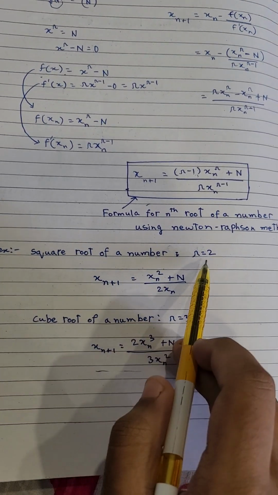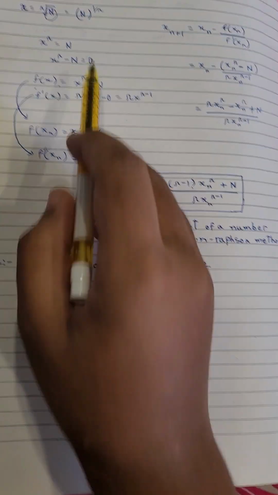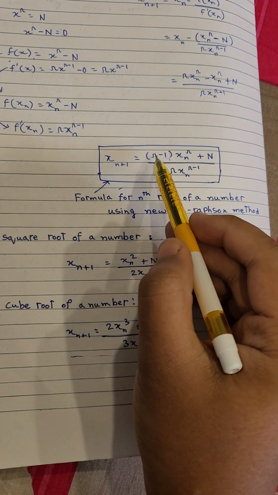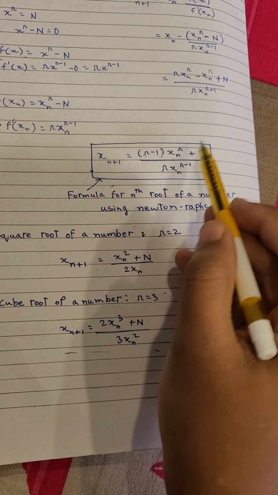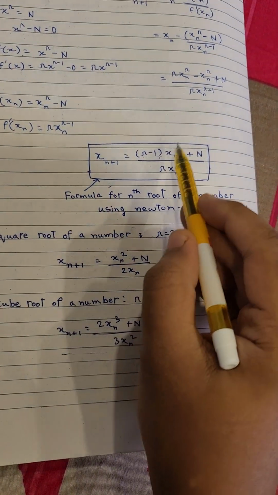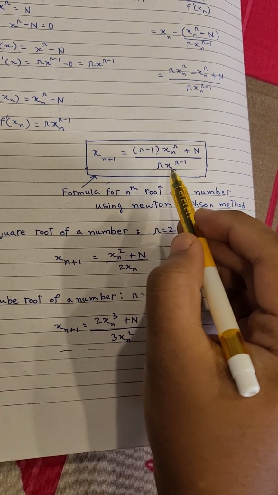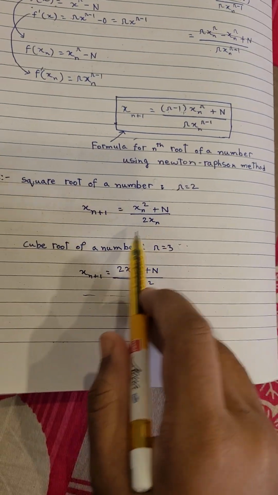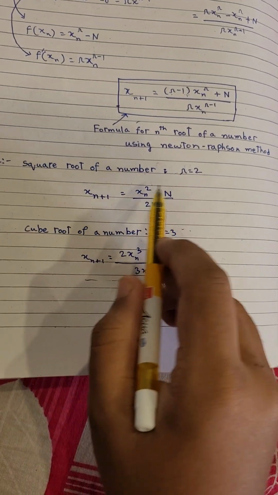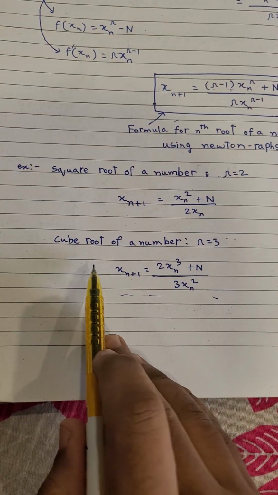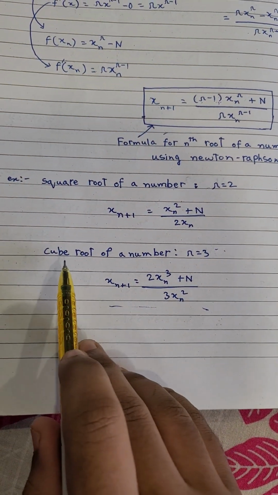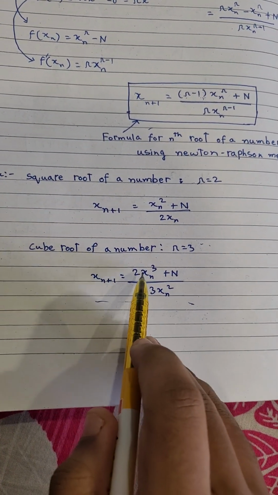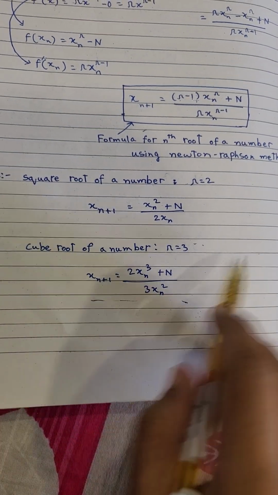The square root of a number will have the r value equal to 2, since it's a square root. So if we place r equal to 2, then r minus 1 will be 1. This whole thing will remain as it is, and r will be replaced by 2, and 2xn to the power r minus 1, which is 2 minus 1, that is 1 only. So this is our simplified version of the formula for a square root of a number. And for the cube root of a number, r is equal to 3. So xn plus 1 equals 2xn cube plus N upon 3xn square.